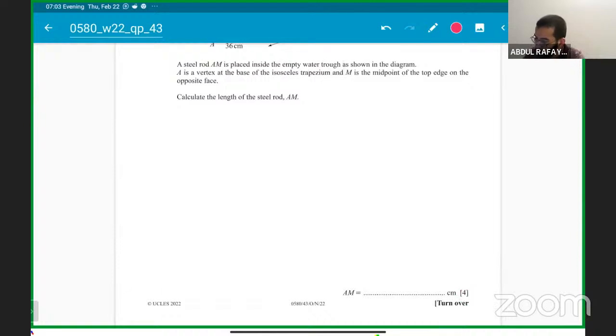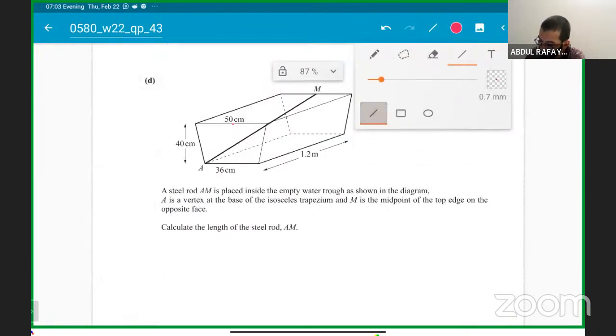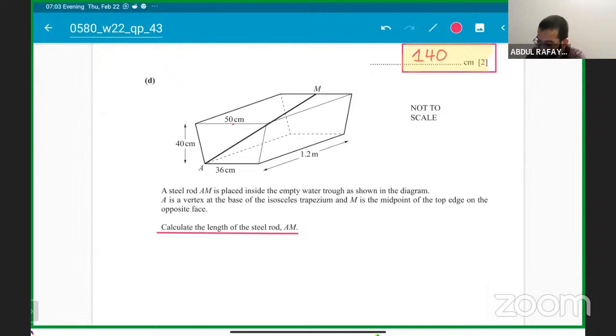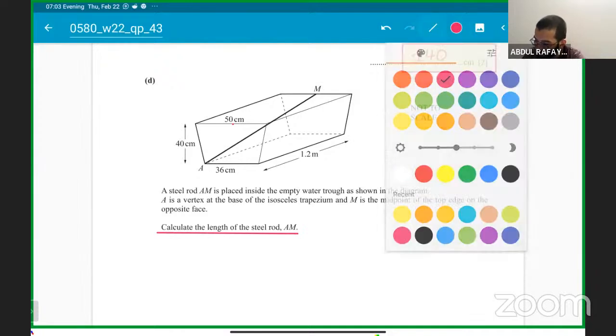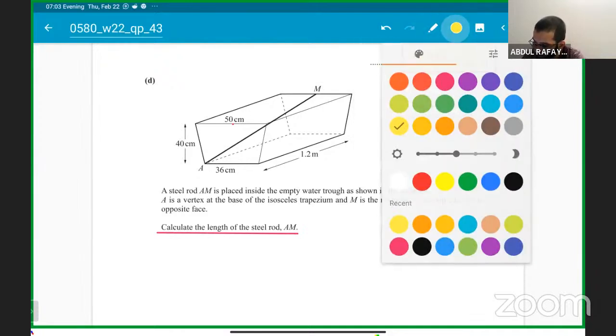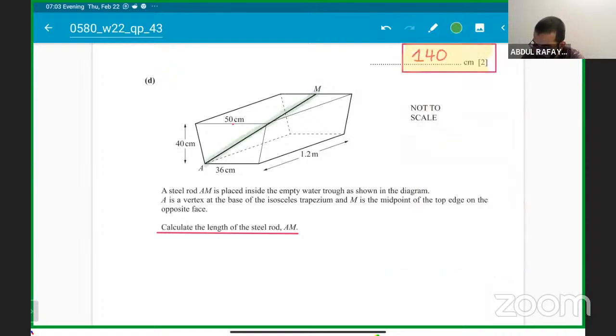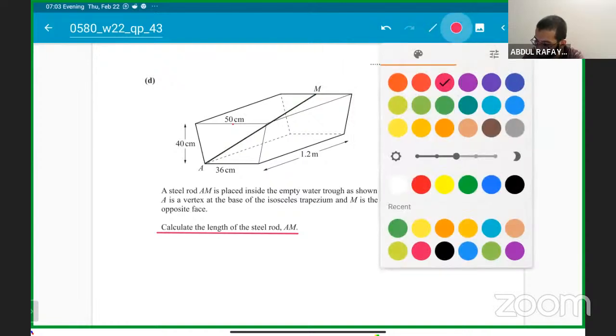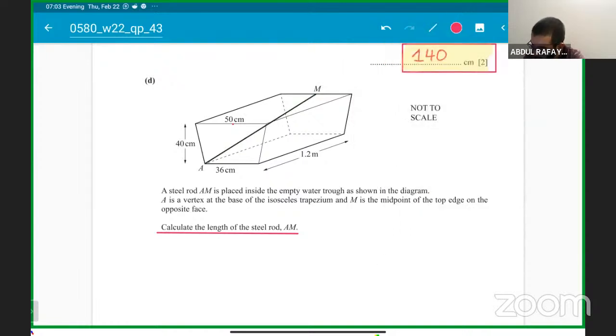Next thing is part D for 4 marks. Okay. We have to calculate again the trigonometry thing. Calculate the length of the steel rod AM. They are explaining what AM is. So we have to find this. And always remember, for a 3D shape, we can only find it using Pythagoras' theorem and those things. So here we go. M is the midpoint they have mentioned. M is the midpoint on the top edge of the opposite face.